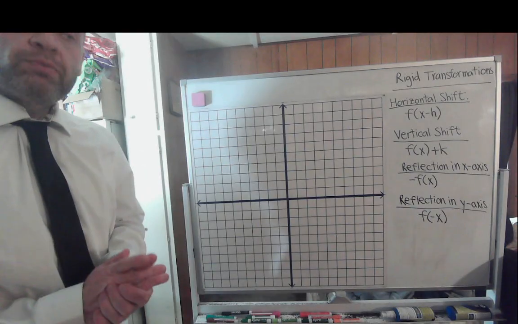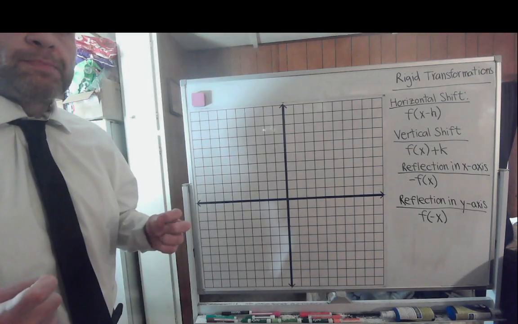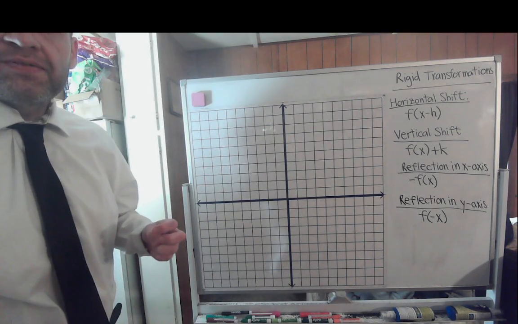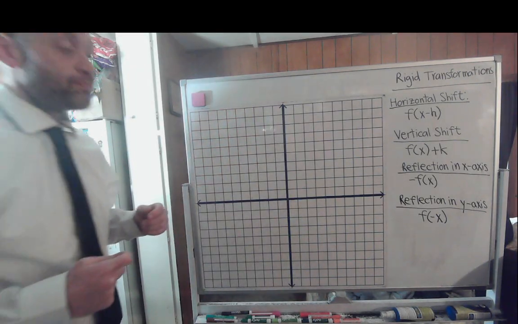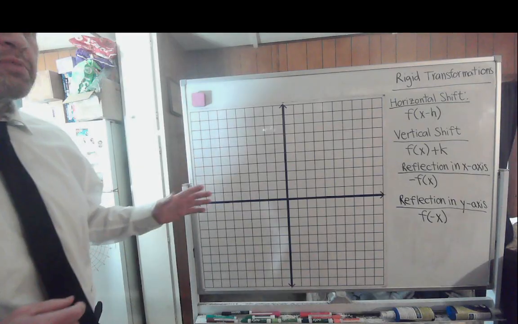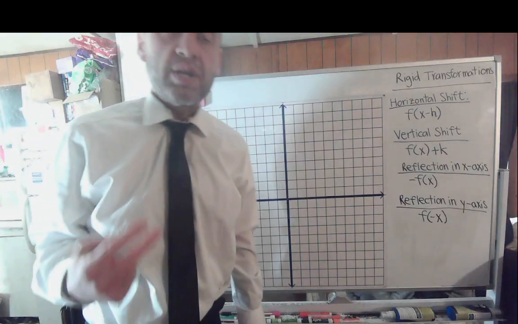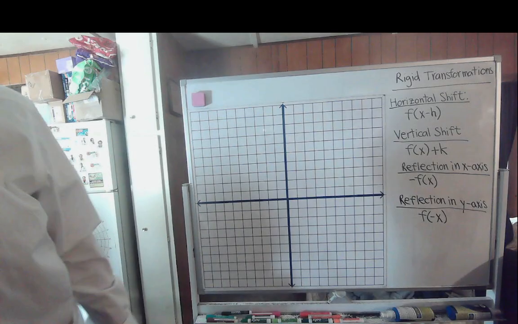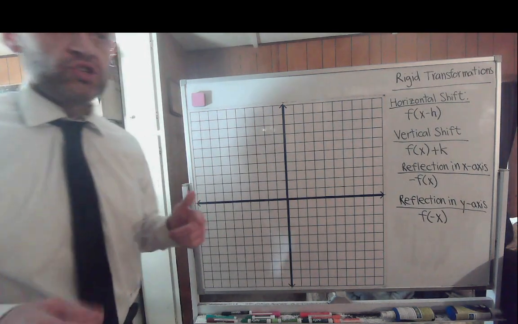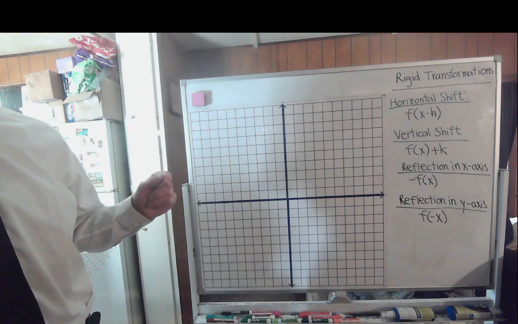So today we are going to talk about stretching, reflecting, and shifting of graphs of functions. First we're going to talk about what are called rigid transformations. There are two types of transformations to graphs. You have rigid transformations and you have non-rigid transformations. So first let's talk about rigid transformations.